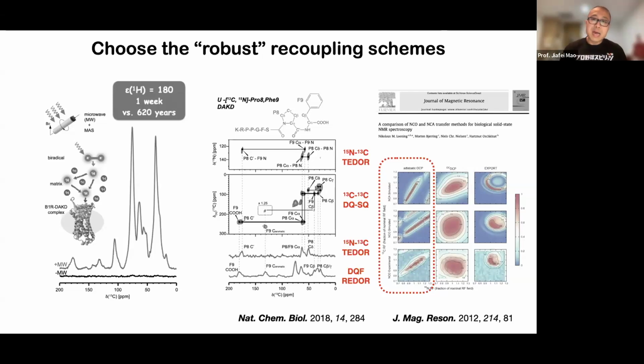So we have to go back to a very simple and very robust method, in this case, the TDOR. Because for TDOR, if you test it, you will see that even with a missetting of a bit of RF power or so on, the spectrum will still work. And that's actually the particular choice of the experiment.